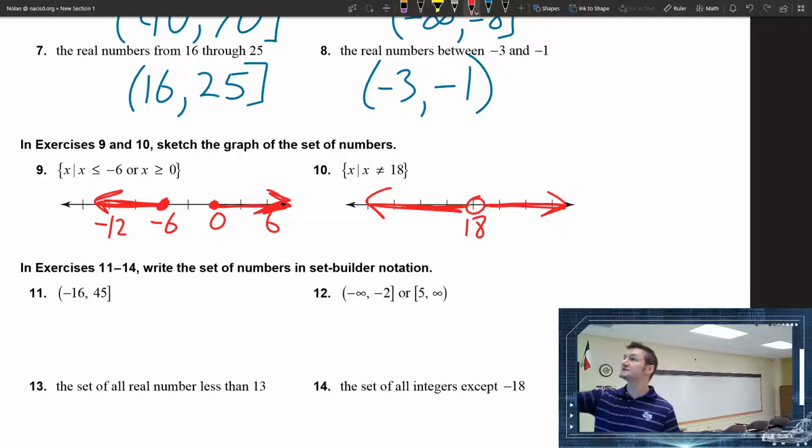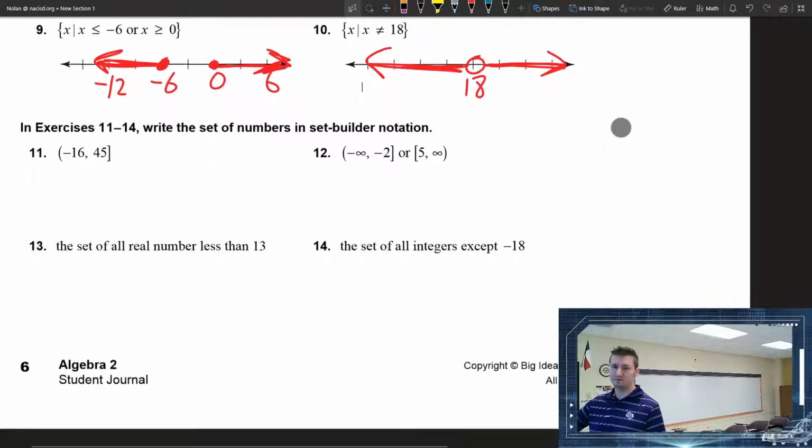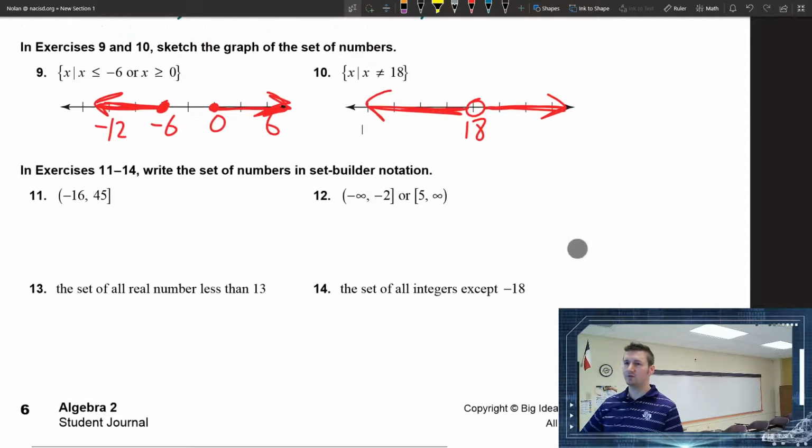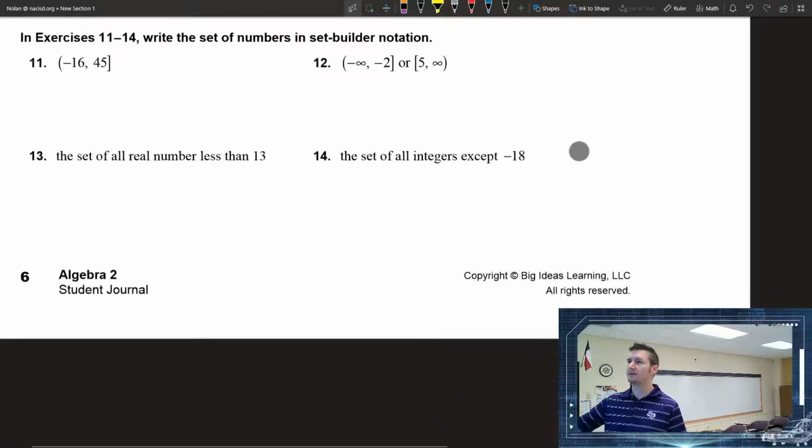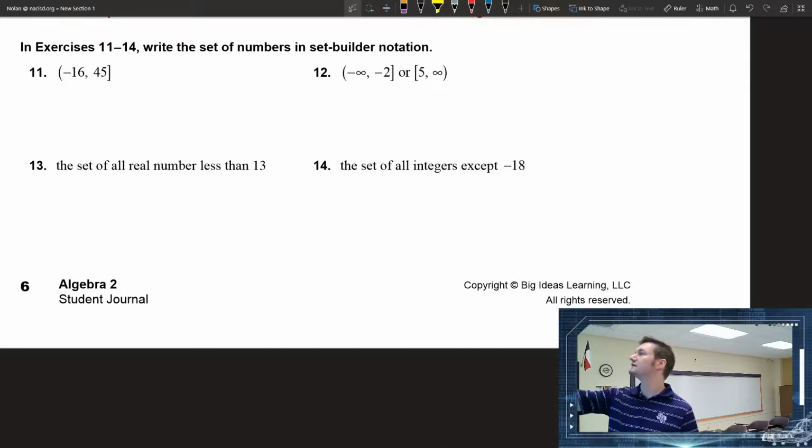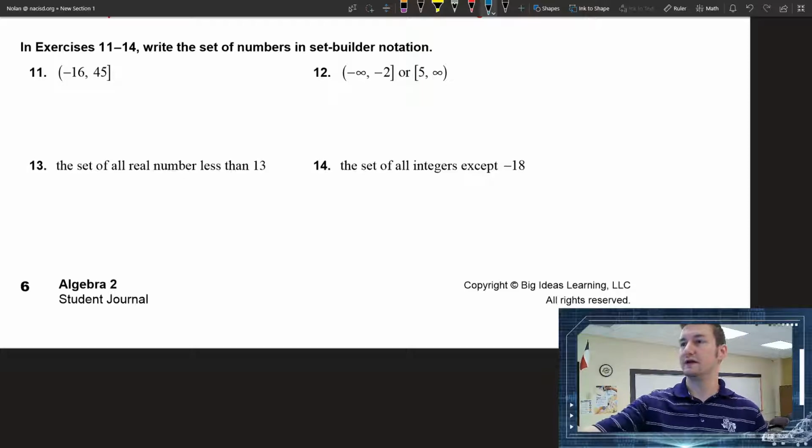Okay, let's go on. We've got 4 more problems here. So let's take a look at these. Okay, so in these exercises, we're going to write the set of numbers in set builder notation. So we're just converting to a different form of notation. So number 11, we have from 16 to 45. So let's write that.